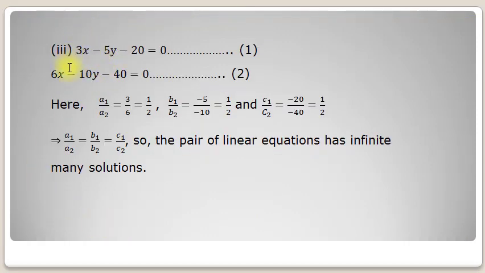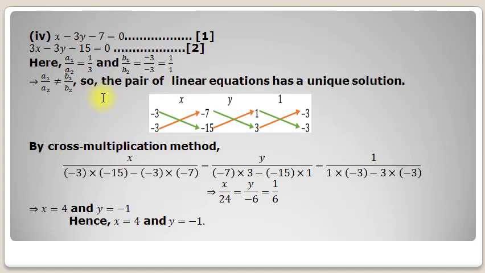In the third part of this question, in the same way, you will check the values of a1 upon a2, b1 upon b2 and c1 upon c2. Here you will see that all three ratios are equal. So this pair of linear equations has infinitely many solutions. Now come to the fourth part of this question.